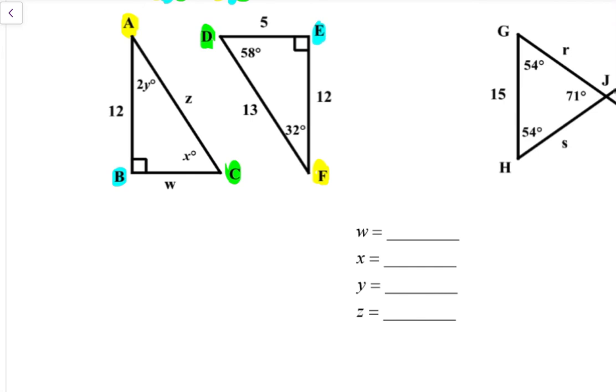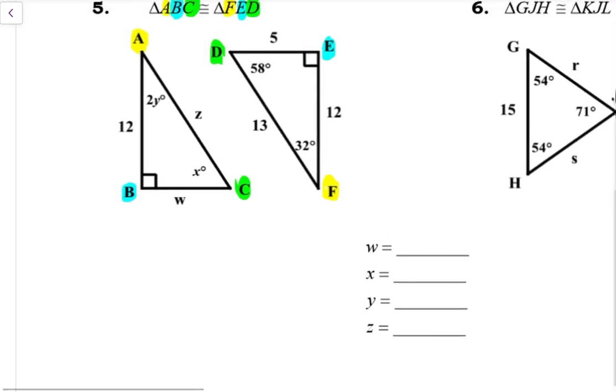So let's start with W. W is this side right down here between B and C, so blue and green. So that's going to be the same as the corresponding side on the other triangle that's blue and green, which is this one right here. So if that one is 5, then this one is also 5. So W has to equal 5.